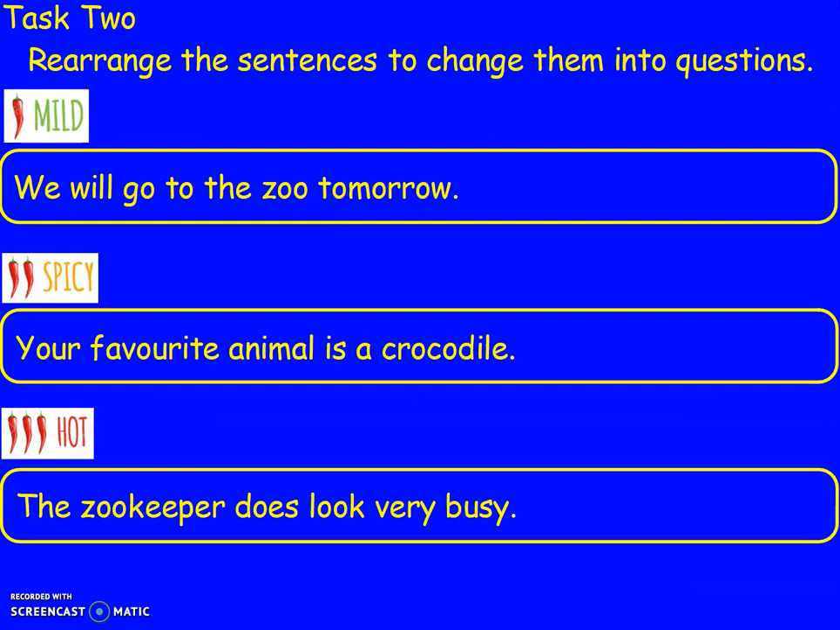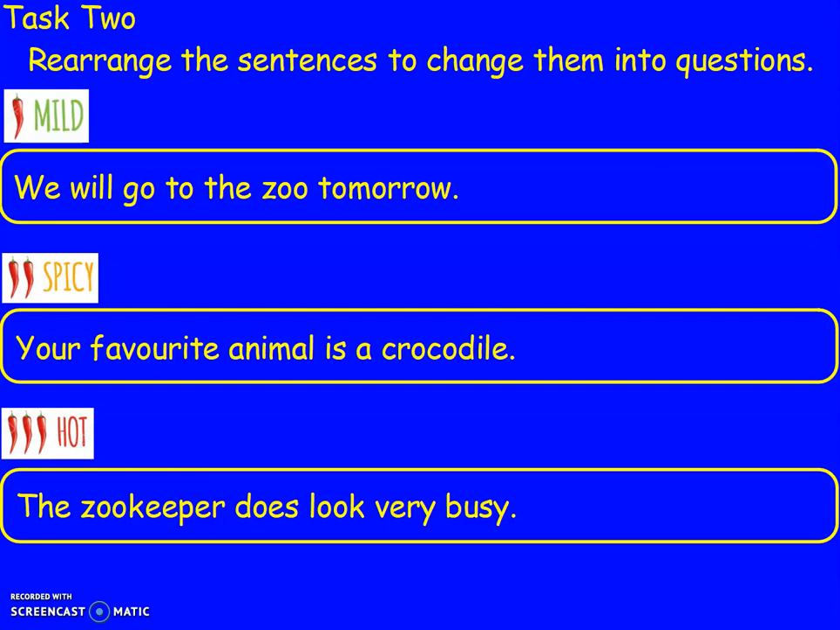So it is your turn now, but I've made it a little bit trickier. So I want you to rearrange the sentences to change them into questions. So that means you can only use the words that you see in the sentences. You're not adding in or taking out any other words. Okay, so Mild says, we will go to the zoo tomorrow. Spicy says, your favourite animal is a crocodile. And Hot says, the zookeeper does look very busy.